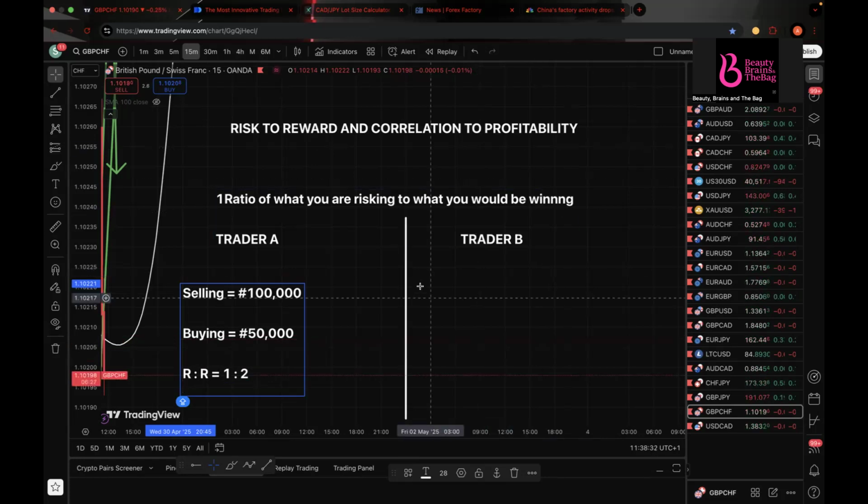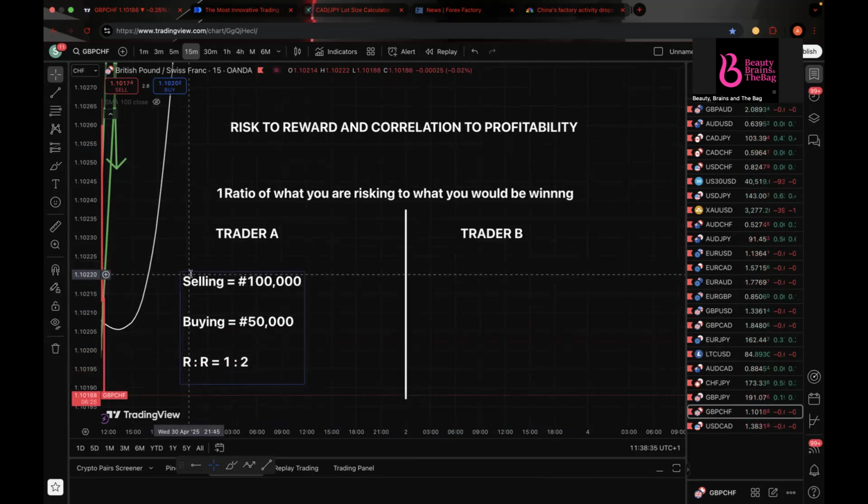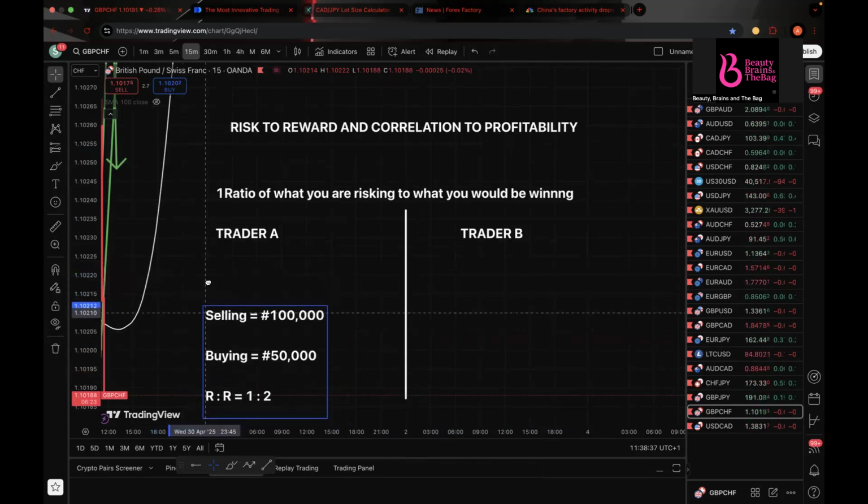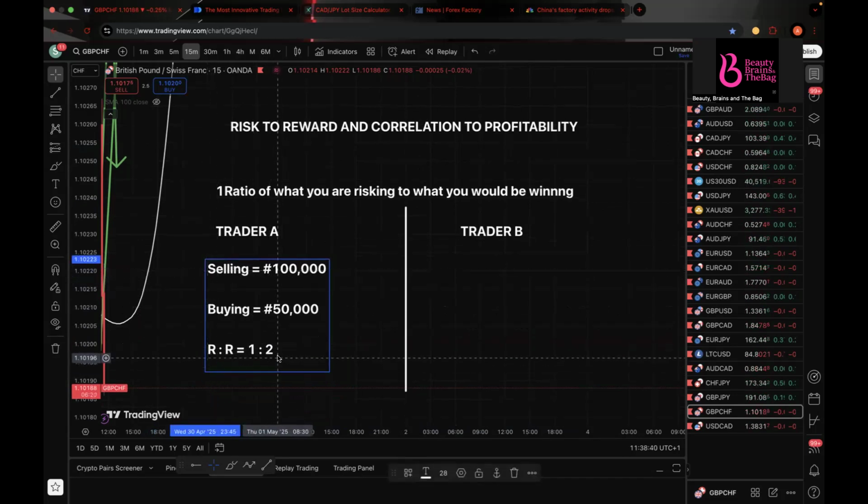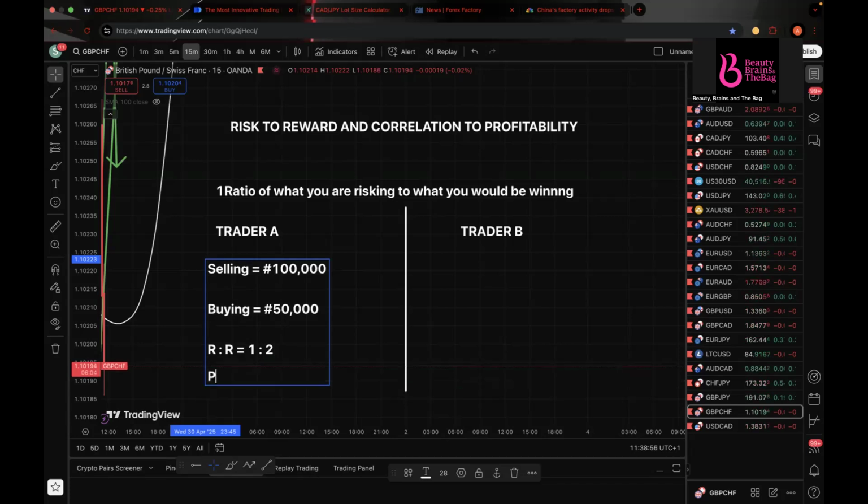All right. Trader B, on the other hand, is also selling for 100,000 naira. So that means trader A's profit is just 50,000 naira on one item. It's only one item he bought.